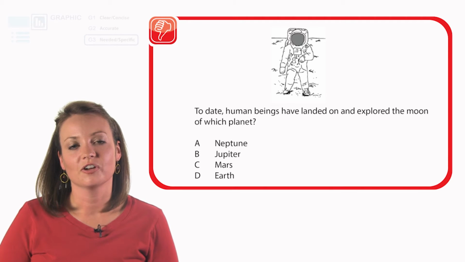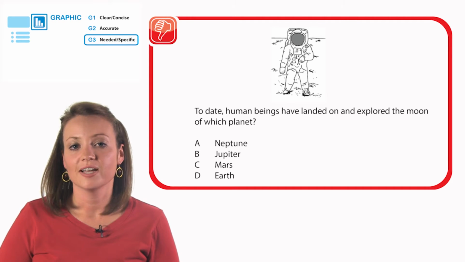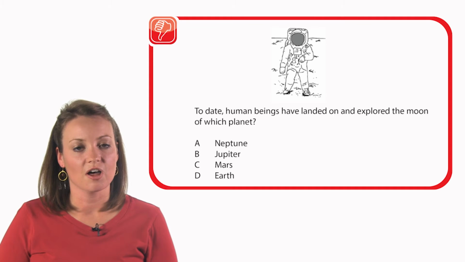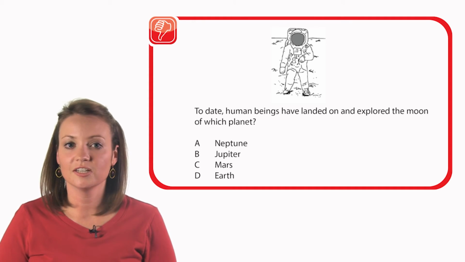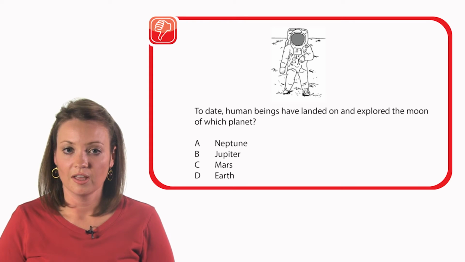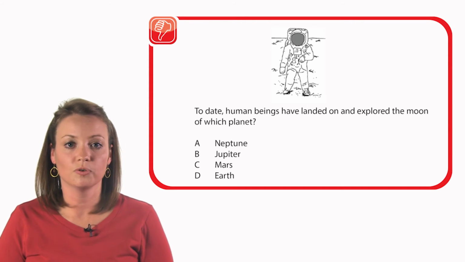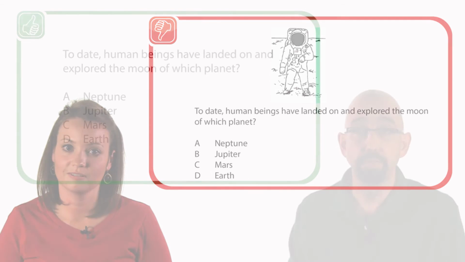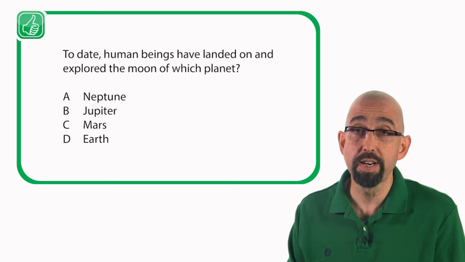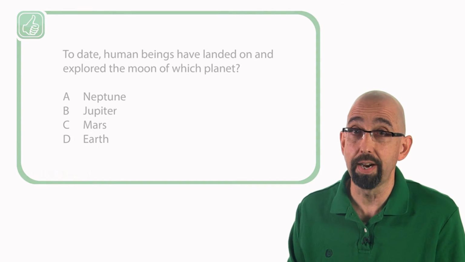This example fails at criterion G3, provides specific, necessary information. The example is flawed because the picture of the astronaut does not provide specific, necessary information to the test taker. The test taker will either know which moon humans have explored or not. Often, the best way to improve a test item with an unneeded graphic is to remove the graphic entirely.